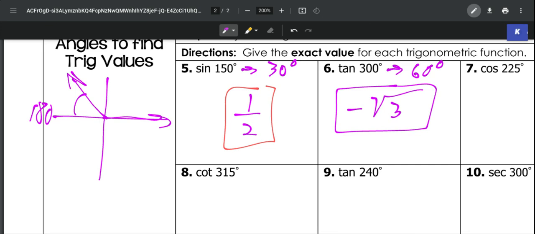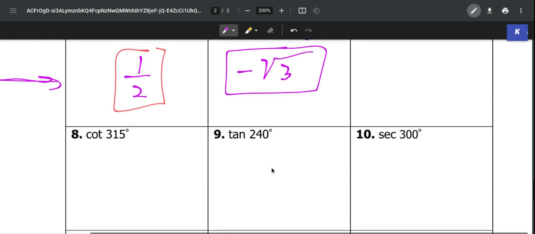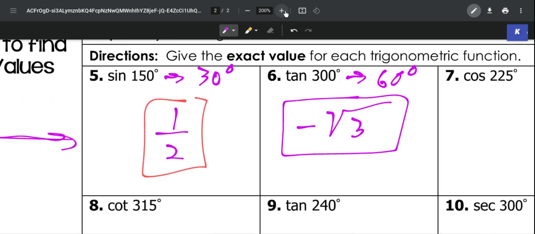So it's that simple, but it takes a little bit of thought to try to figure out your reference angle, and then figure out what sign you'll use. So I'll do another one, and then we'll look at some radical problems too. But those aren't too bad.